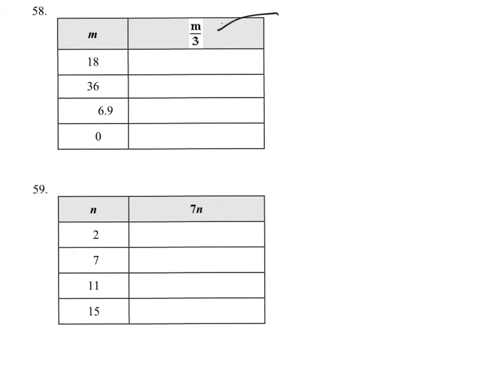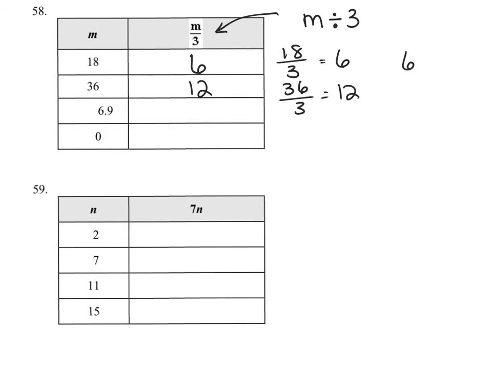So remember, when you see a fraction like this, m over 3, this means the same thing as m divided by 3. So if I plug this in, I have 18 divided by 3, which gives you 6. Same thing, 36 divided by 3, which gives you 12. And then you have 6 and 9/10 divided by 3, which if you think about this, 6 divided by 3 is 2, add your decimal, 9 divided by 3 is 3. So 2 and 3/10, and then 0 divided by 3 is 0, because you can't divide 0 up.